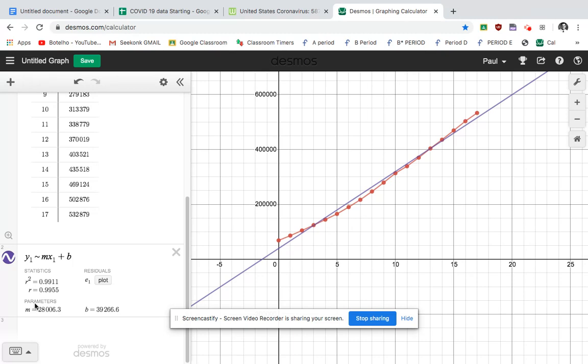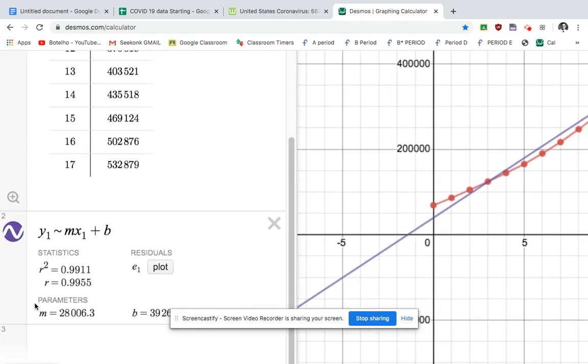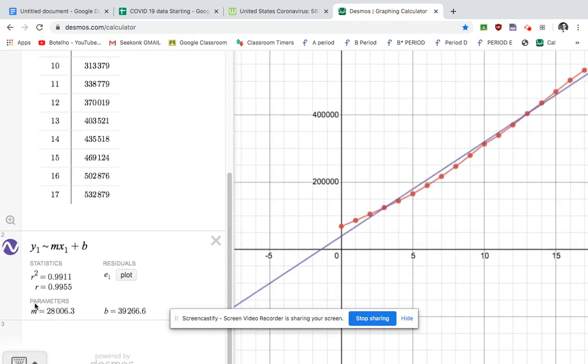So if you look in here, this is pretty cool. It's giving you the rate of change, the slope. According to this data set, the slope is roughly 28,000, 28,006.3 to be exact. So every day in this data, they're trending or predicting that it will increase by 28,000 cases.